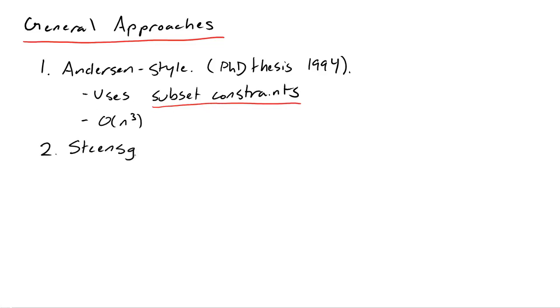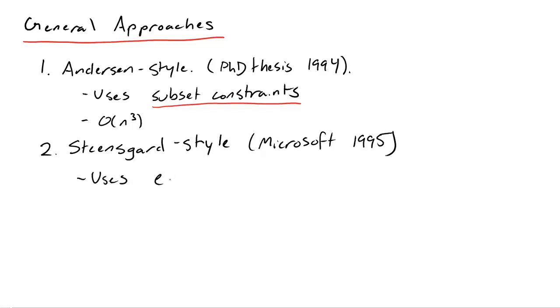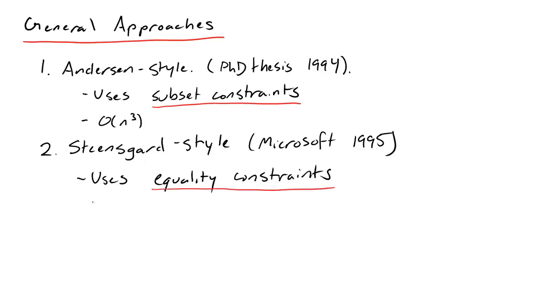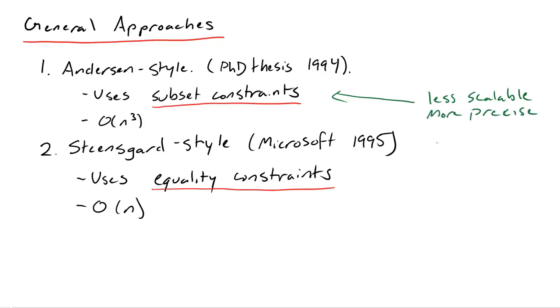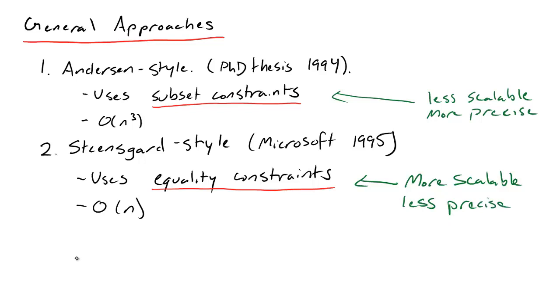Second, there's Steensgaard style, which is a paper that comes out of Microsoft in 1995. Now, Steensgaard was trying to address some of the complexity in the Andersen-style analysis, and instead of using subset constraints, he uses equality constraints. And this leads to a nearly linear runtime. In general, Andersen-style points-to analysis will be less scalable but more precise, while Steensgaard style will be more scalable and less precise. All right, that's the end of the overview.